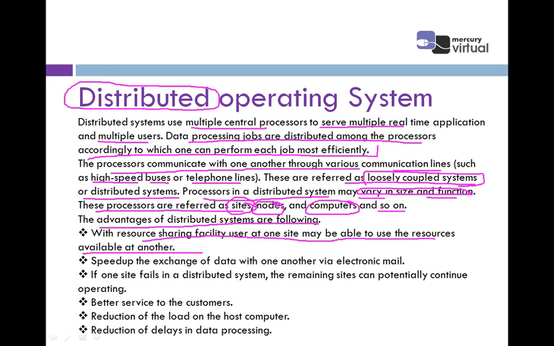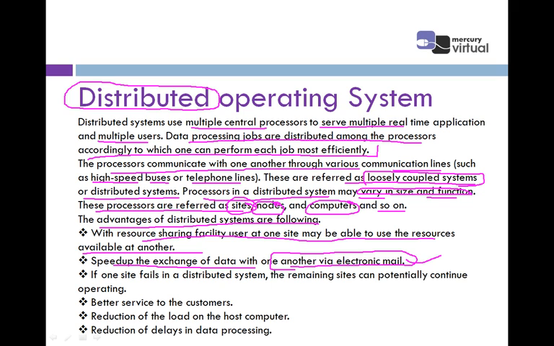You at one site may be able to use the resources available at my site. You are now seeing the screen that is available at my site. So this is the best example of the distributed system. The next point says speed up the exchange of data. If you have any doubt, you can chat with me. So this is speeding up the exchange of data with one another via electronic mail, that is done by email or chat. So this is the second point of the distributed operating system.